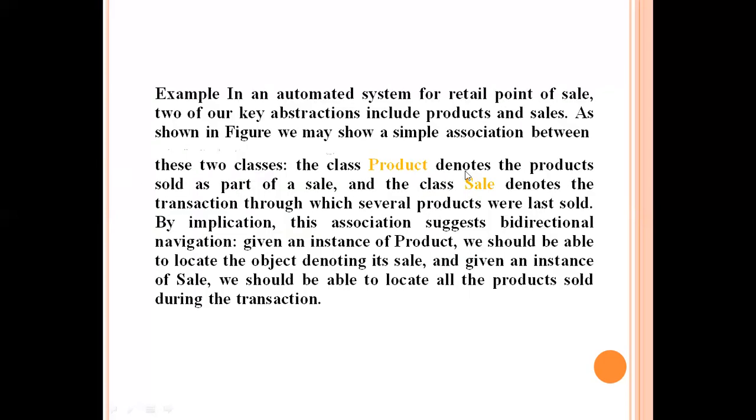These two classes: product denotes the product sold as a part of a sale, and class sale denotes the transaction through which several products are sold. By implementation, the associations suggest bidirectional navigation. That is, the bidirectional navigation gives the instance of the product, where the local object denotes the sale, and gives the instance of all the products during the transactions.